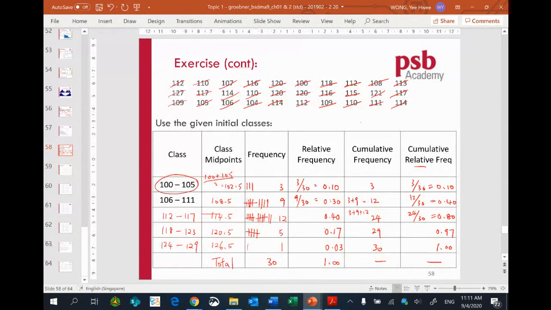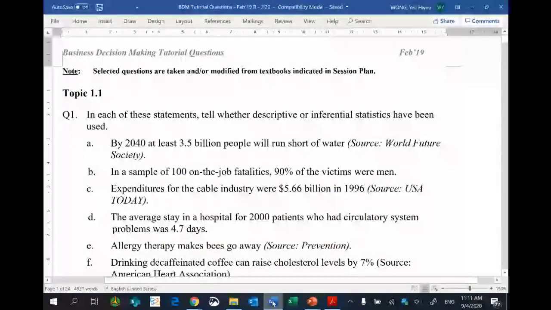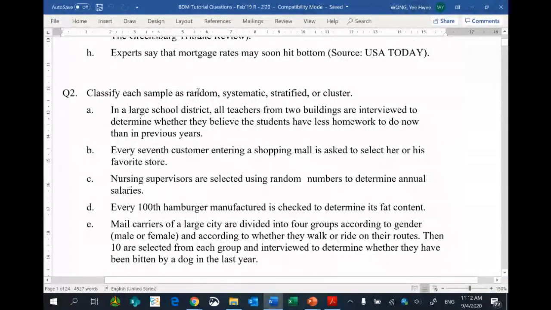Now what I want you to do is look at your tutorial questions. We have done topic 1 today. So look at the tutorial questions, topic 1.1, the first half of question 1, where you have descriptive and inferential statistics. I will go through this question with you in detail because it's not so easy, but you can try first. The second question is about random, systematic, stratified, or cluster sampling. There are 5 scenarios here. You just need to identify what sort of sampling has been taken.